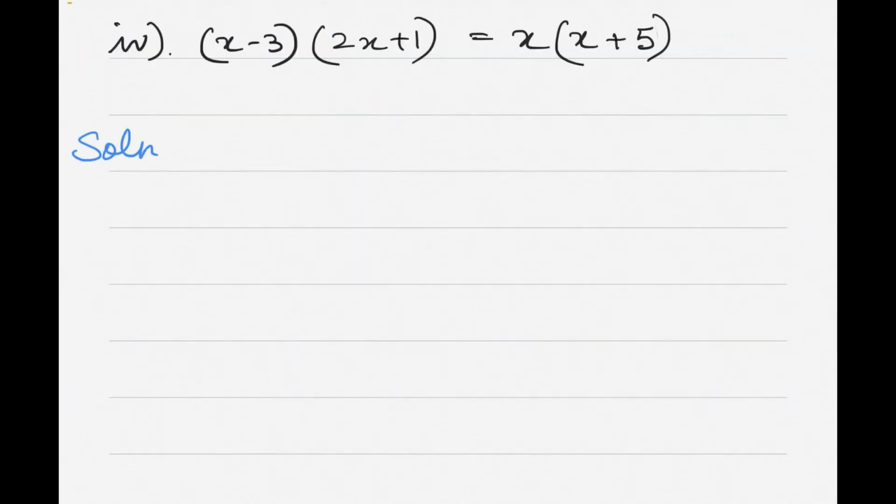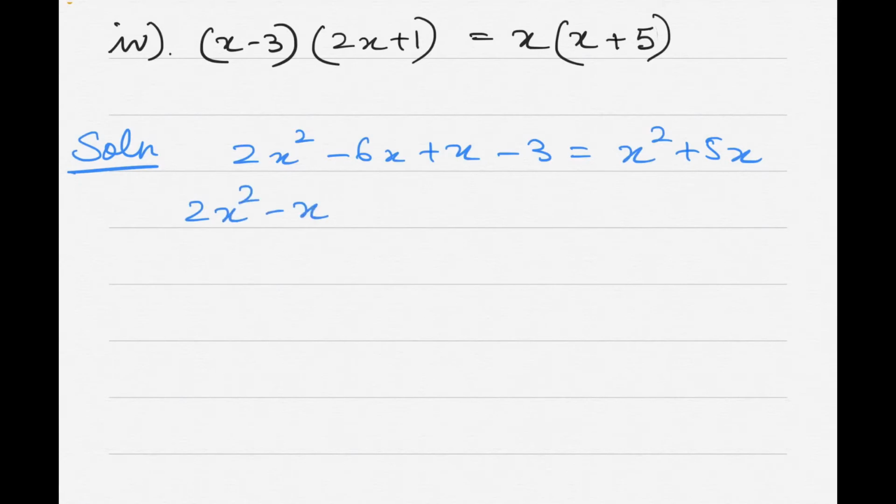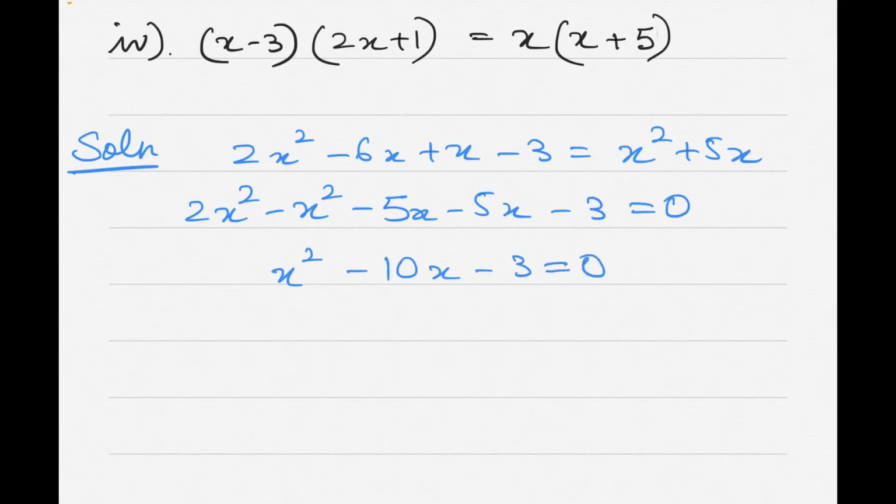The fourth part is x minus 3 into 2x plus 1 is equal to x into x plus 5. Start solving this algebraic expression. So I get 2x square minus 6x plus x minus 3 is equal to x square plus 5x. Bringing everything on the left hand side, I'll get 2x square minus x square, minus 6x plus x minus 5x, minus 3 is equal to 0. So this gives me x square minus 10x minus 3 is equal to 0.